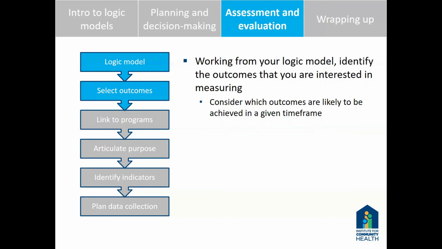So in choosing outcomes, one really important thing to consider is the time frame that you have for measuring. So for example, if you want to collect some data and be able to report it out in 6 months, then you need to make sure you're choosing outcomes that you think you could actually measure and expect to see happen in that time frame.